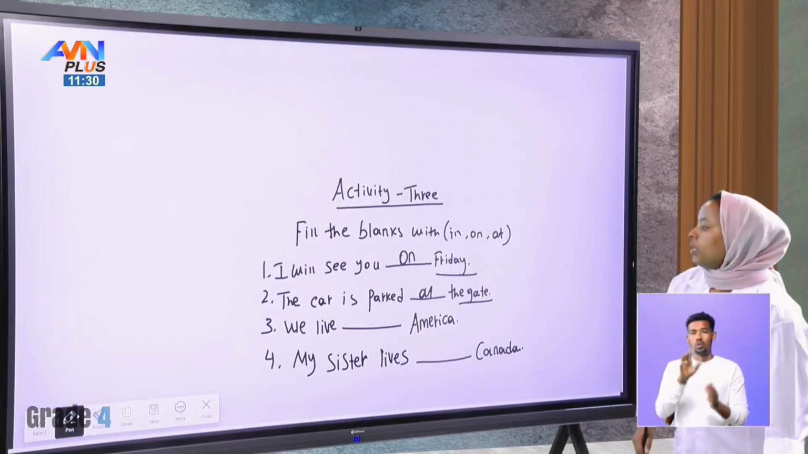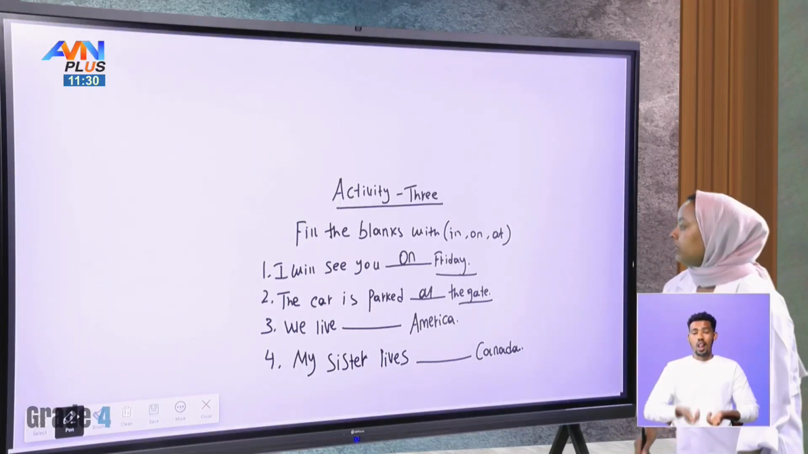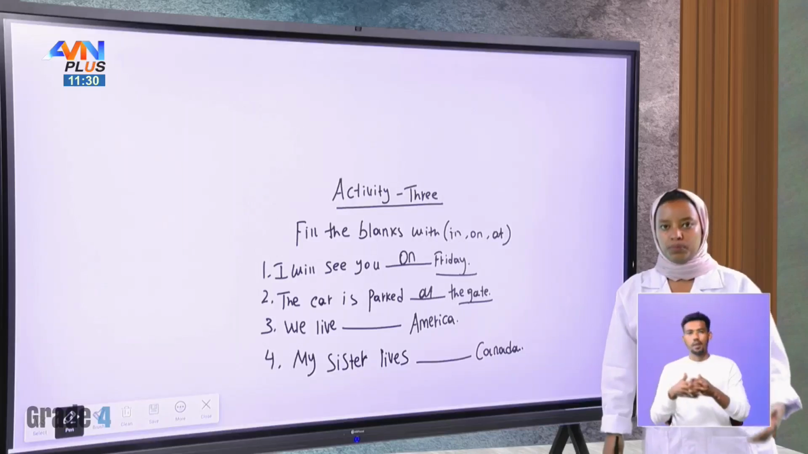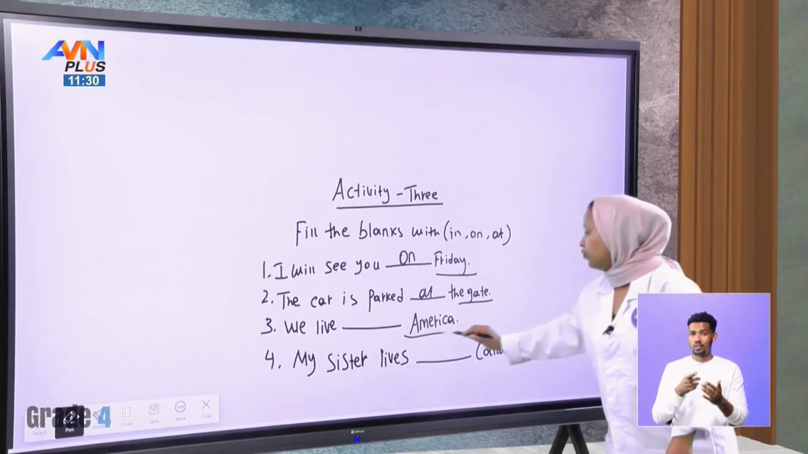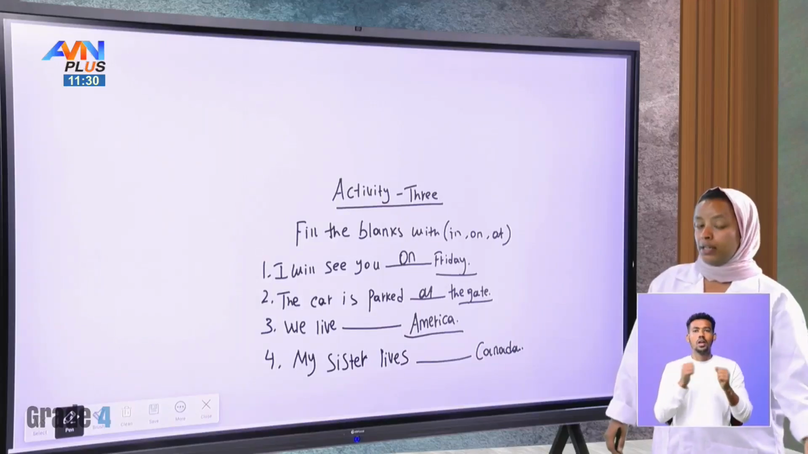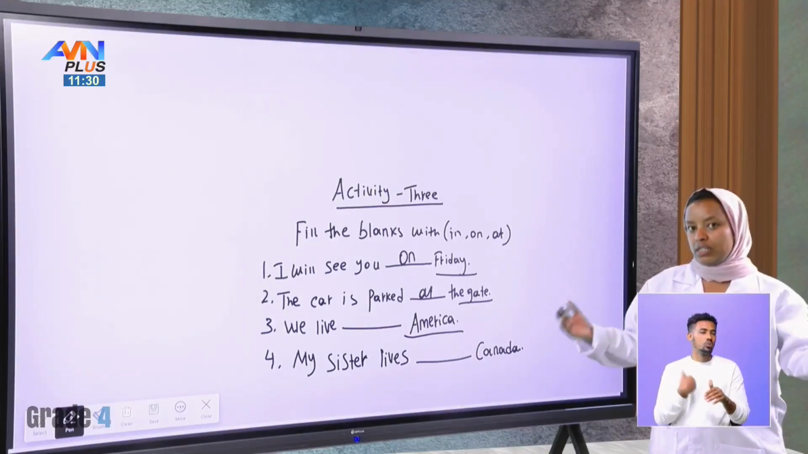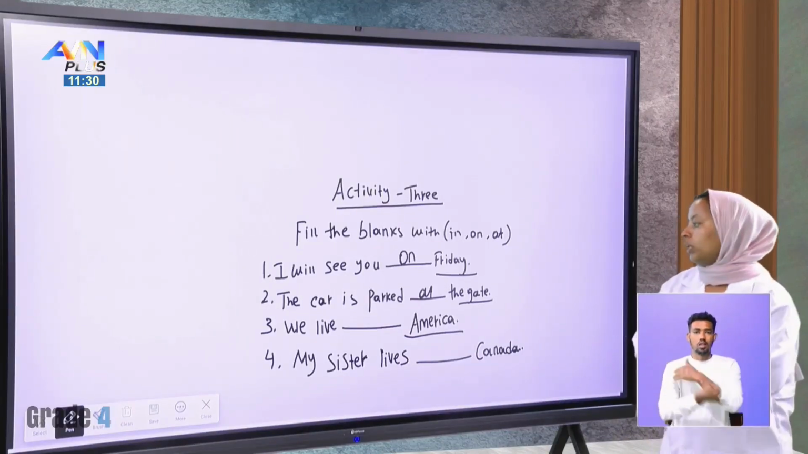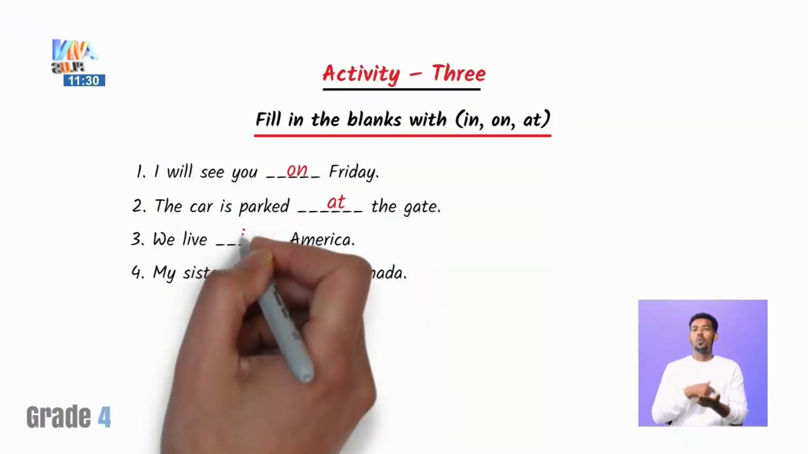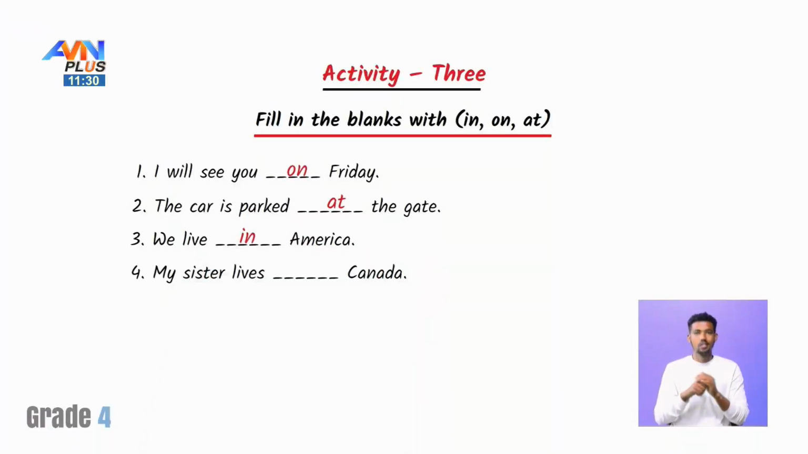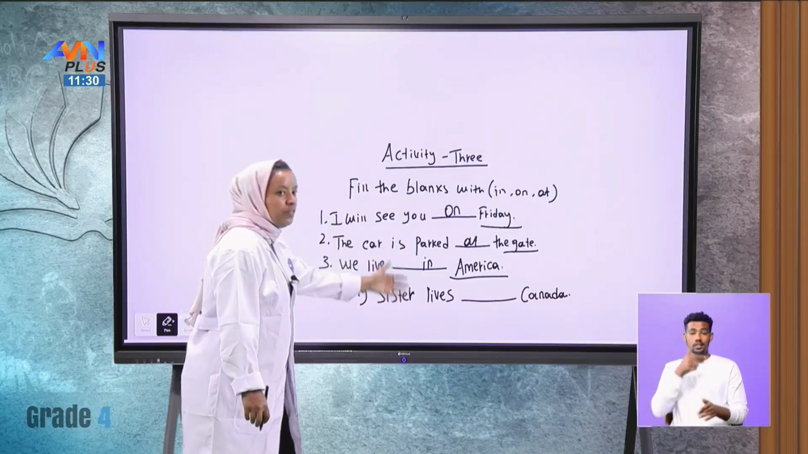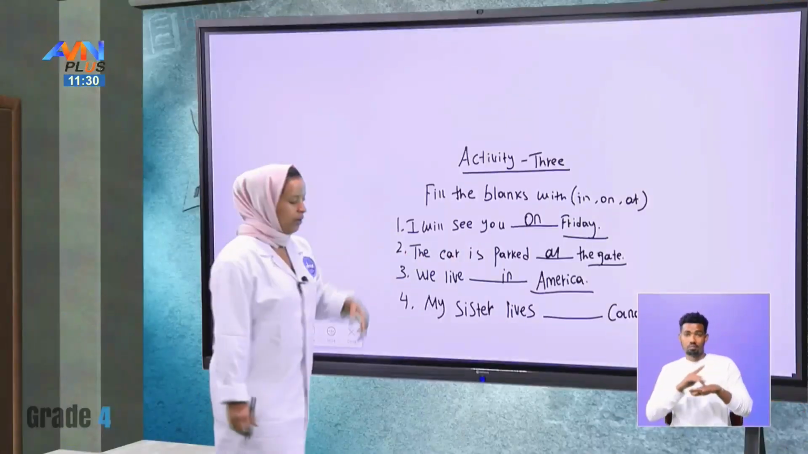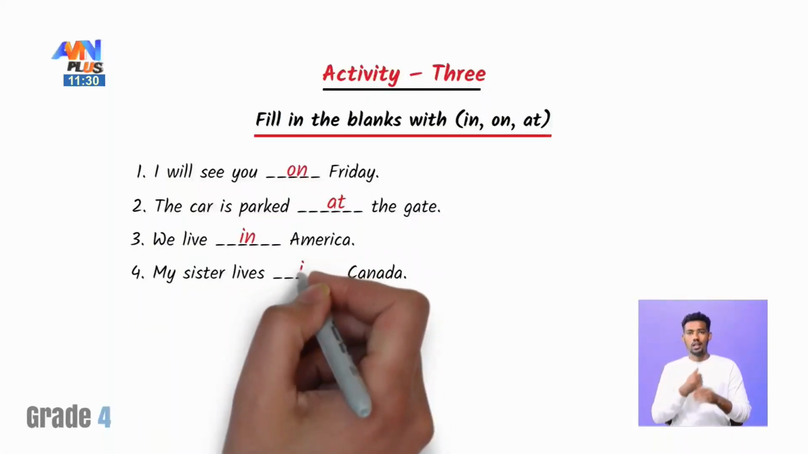Question number 3, we live blank America. So here is a country. So we can use in for big countries, big cities, and etc. So we can use in America. The same example, my sister lives blank Canada. Here is in Canada.